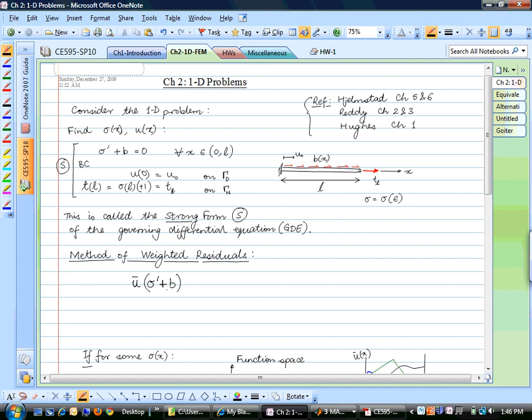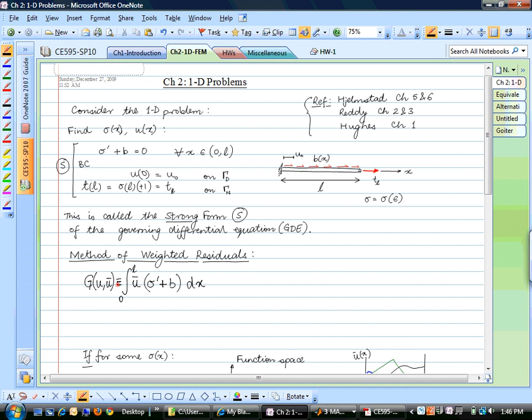In addition to that, we are going to integrate this over the length of the bar, and we are going to call this a functional G(u, u bar).